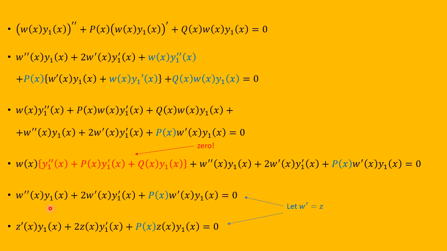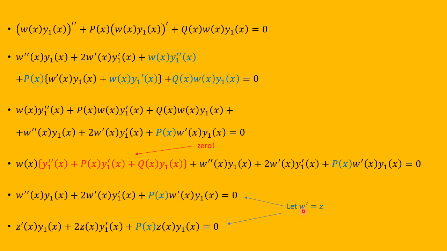Now, if we look at this, there's a w prime here, there's a w prime here, and a w double prime here. There are only first derivatives and second derivatives of w. The 0th derivative of w doesn't occur. So this is really a first order ordinary differential equation, kind of hidden.